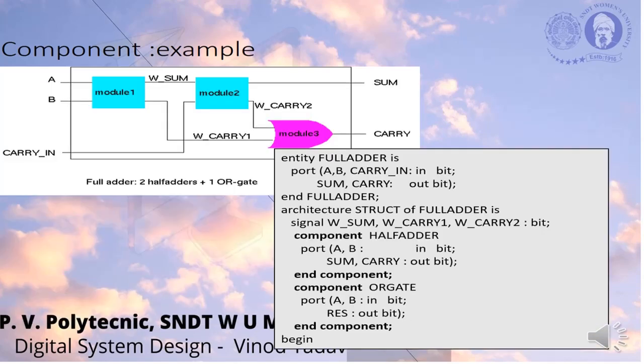Writing the highest hierarchy entity, full adder, the ports are A, B, carry in bit, sum, carry out bit. Then the architecture structure of full adder is. Under the architecture we are defining signals. I told you the signals are W_sum, W_carry_1 and W_carry_2. These three signals, as you have seen in the diagram as well, W_sum, W_carry_1 and W_carry_2.